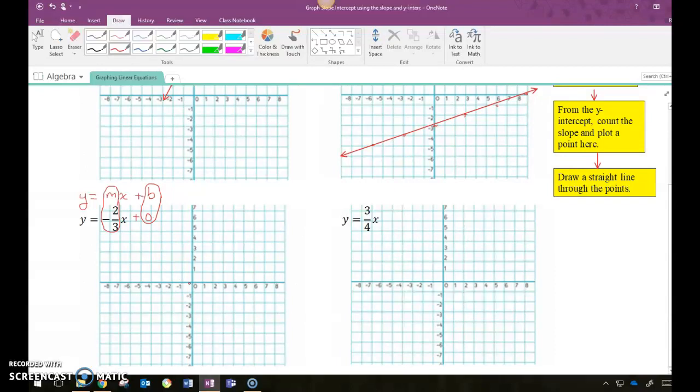So again, I'll plot my y-intercept. Now 0 would be the origin. Okay. Then my slope is -2/3. Now that means I'm going to go down 2 and over 3.